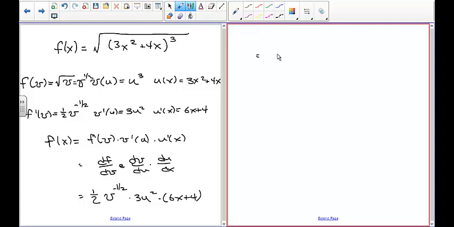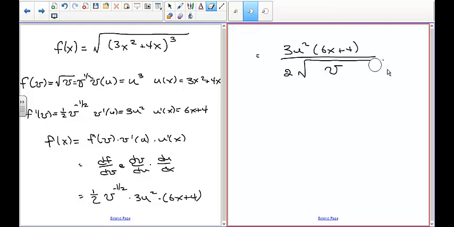So what I'm going to do is move the v to the negative 1/2 to the denominator, as well as the 2. So you'll have 3u squared times 6x plus 4 divided by 2 times the square root of v. Didn't need to make the square root so big.